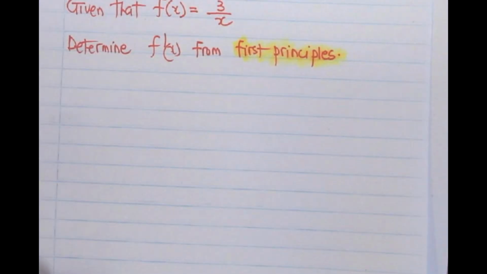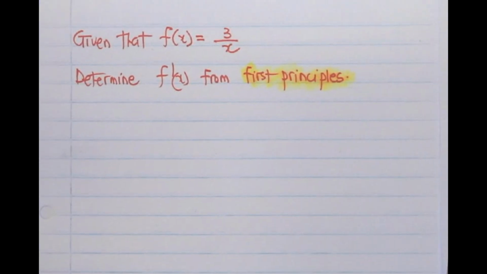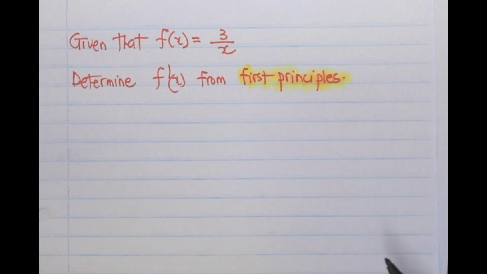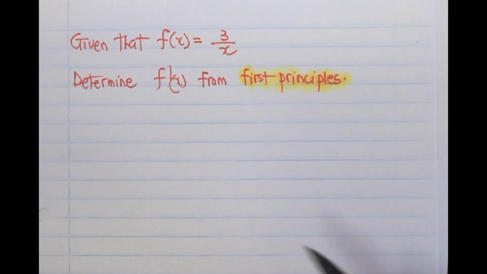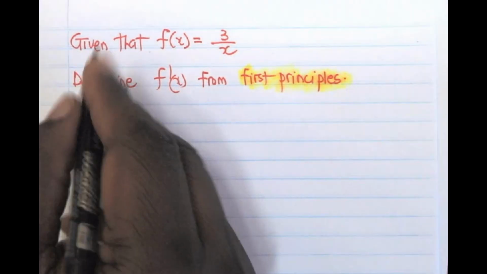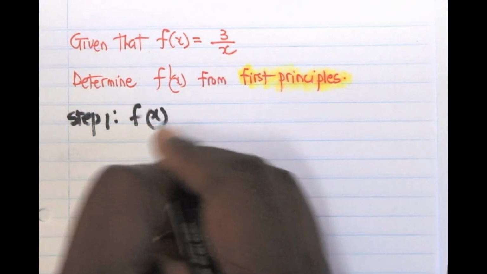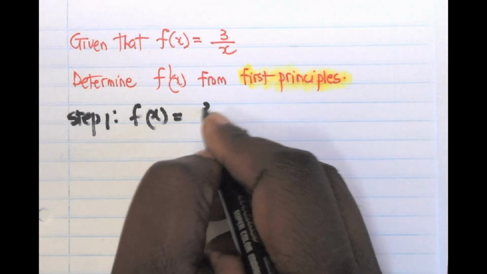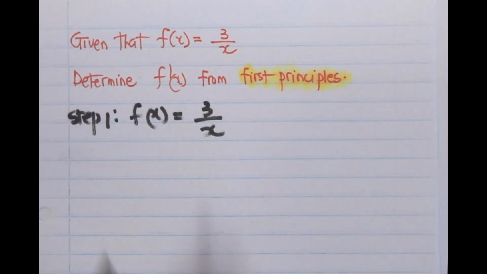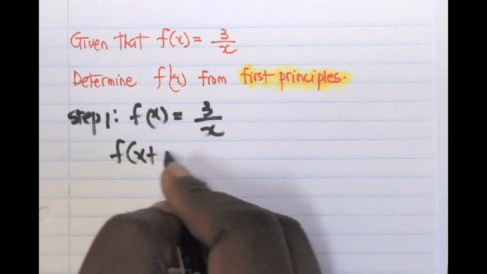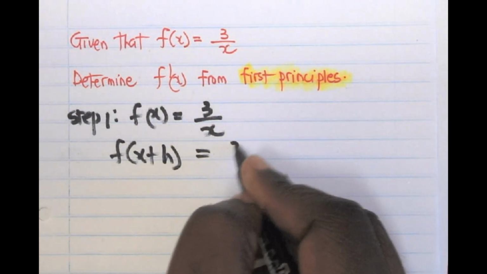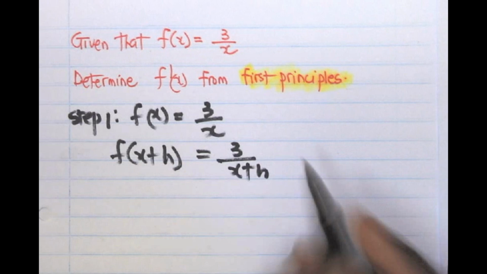Right. Let's look at the last question here that I have on first principle, and it involves a fraction. Maybe you can pause the video and try it on your own, and then after that you can check the video. Step number 1, f of x is equal to 3 over x, implying that f of x plus h is equal to 3 over x plus h.